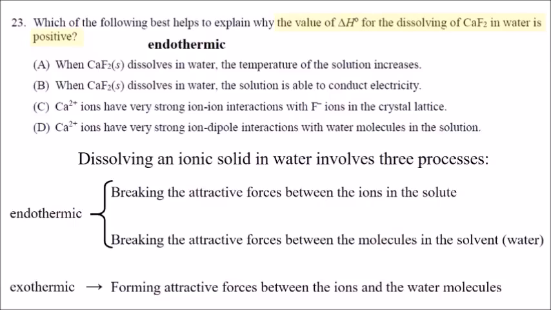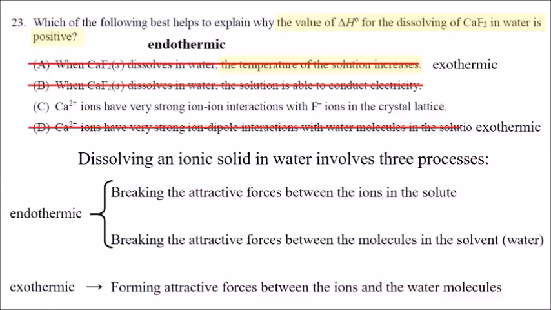If that's the case, that would mean releasing heat to the surroundings. That's exothermic, so the correct answer is not A. B talks about conducting electricity and does not talk about heat, so it's not B. And then choice D talks about forming these ion dipole forces, again, that would be an exothermic process. So we've narrowed down all the choices to the correct answer.